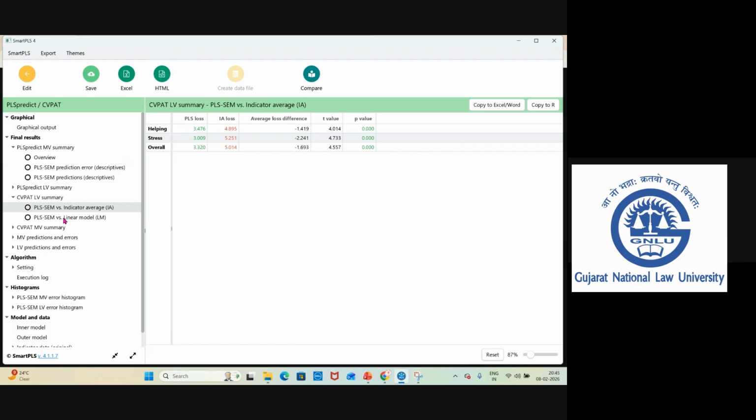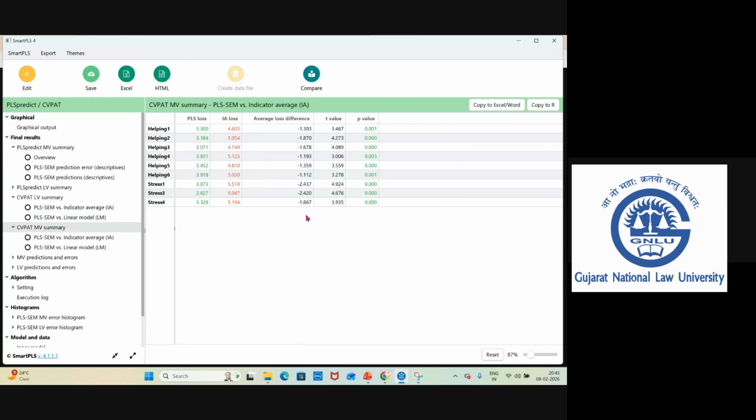Whereas when it comes to the second one, here you can see that PLS-SEM is 3.4 and LM is 3.6; for stress, 3.0 and this is 2.9. So we need to see that there is almost a tie. Overall, if you look here, 3.3 to 3.40. Now, out of these constructs, one indicator has a tie.